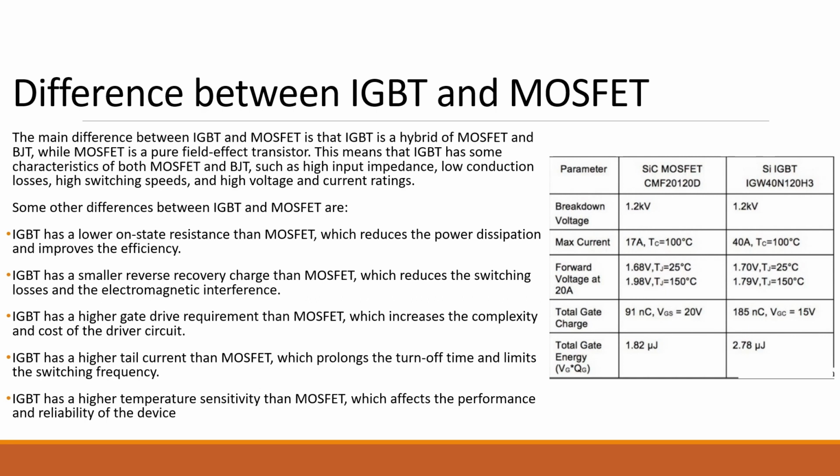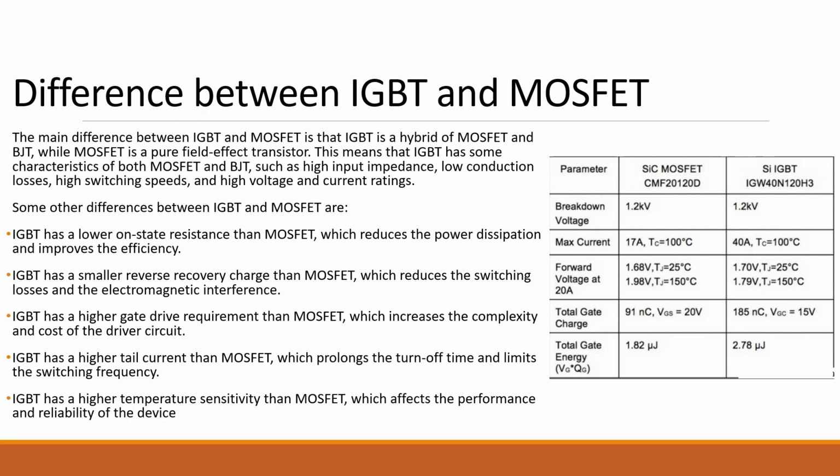IGBT has a lower on-state resistance than MOSFET, which reduces the power dissipation and improves the efficiency. IGBT has a smaller reverse recovery charge than MOSFET, which reduces the switching losses and the electromagnetic interference.